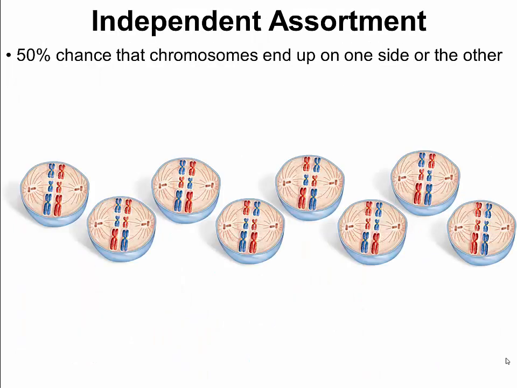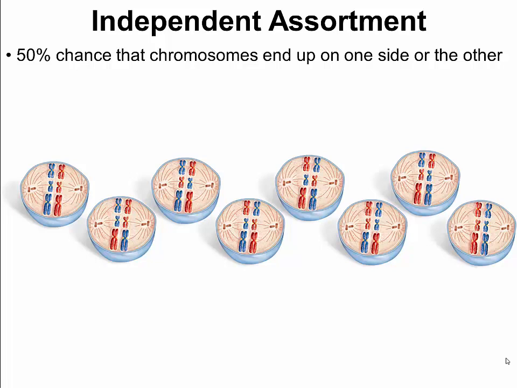The second mechanism that introduces genetic variation into offspring is referred to as independent assortment. Independent assortment is the process by which the chromosomes line up at the metaphase plate in metaphase 1. Remember, a common exam question in this material is, what lines up at the metaphase plate in metaphase 1, metaphase 2, and mitosis? And of course the answers are, in mitosis, the chromosomes themselves line up at the metaphase plate and the sister chromatids are going to split.